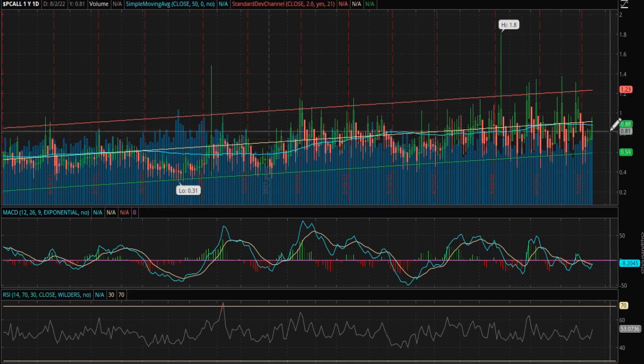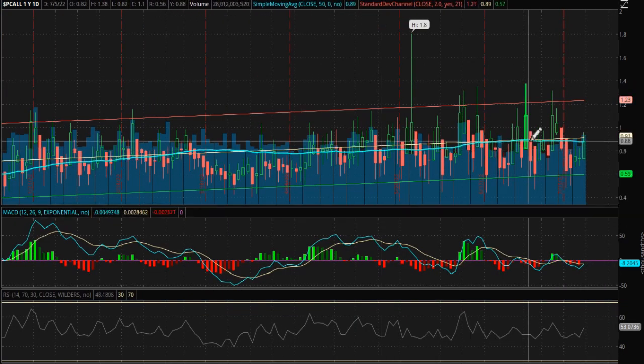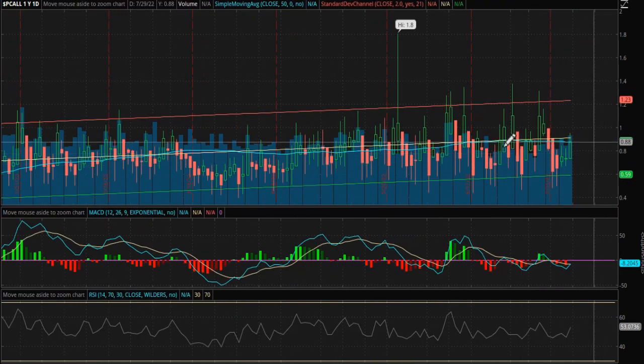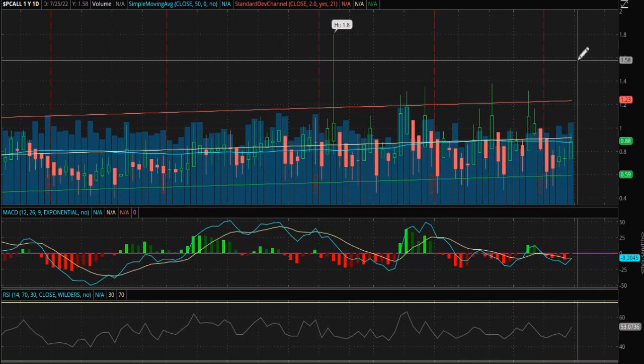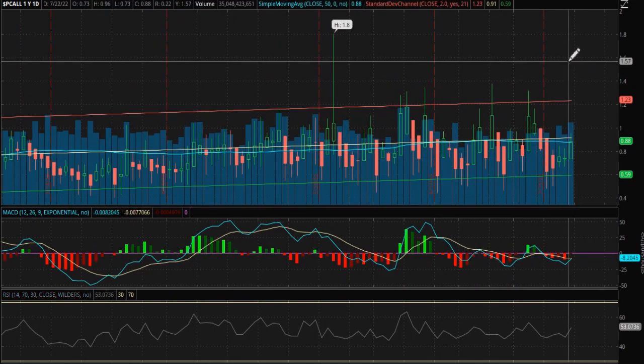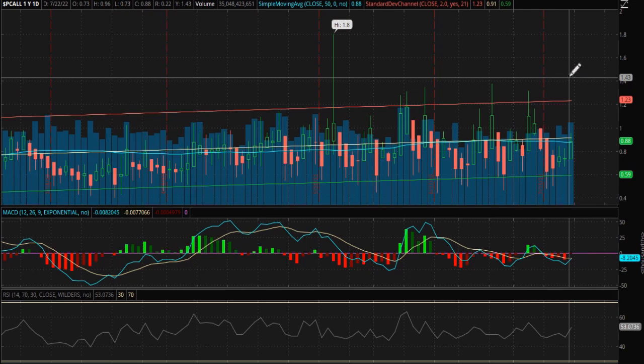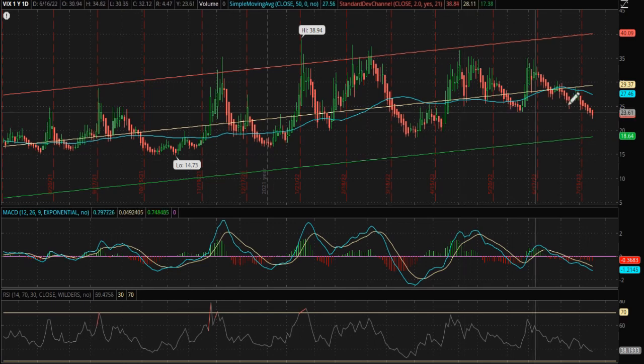Put to call ratio, .88, so a little bit more calls in the market here. Interestingly, I'm a little bit surprised by that. Could indicate some institutional buying.